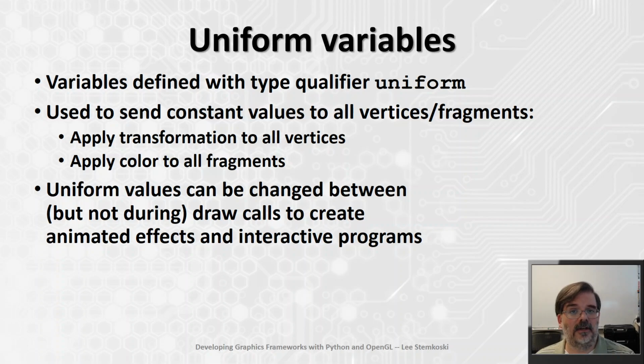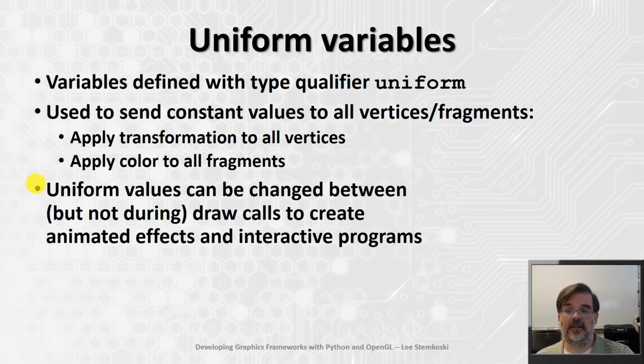Just like attribute variables being defined in the vertex shader with the type qualifier in, to create a uniform variable, you use the type qualifier uniform, and they can be used to send a constant value to all the vertices in the vertex shader or all the fragments processed by the fragment shader. And the two main use cases we're going to see are applying the same transformation to all the vertices, so you could shift something to a different position, or applying the same color to all the fragments, all the pixels that make up a shape.